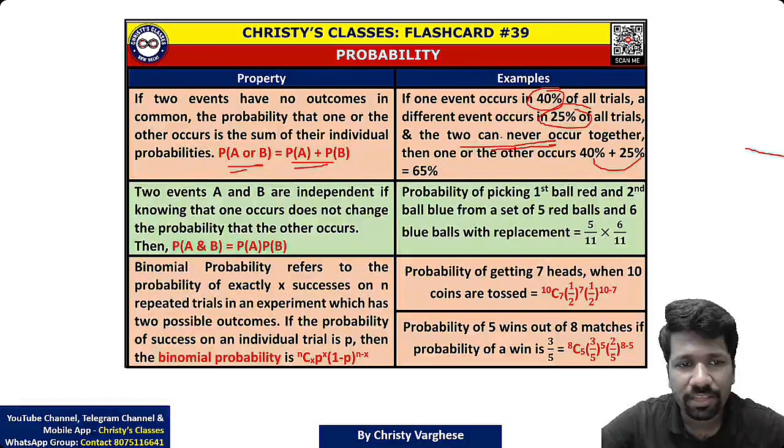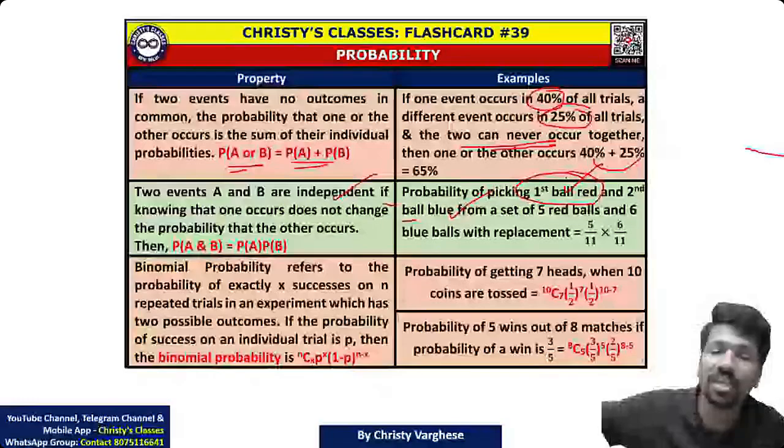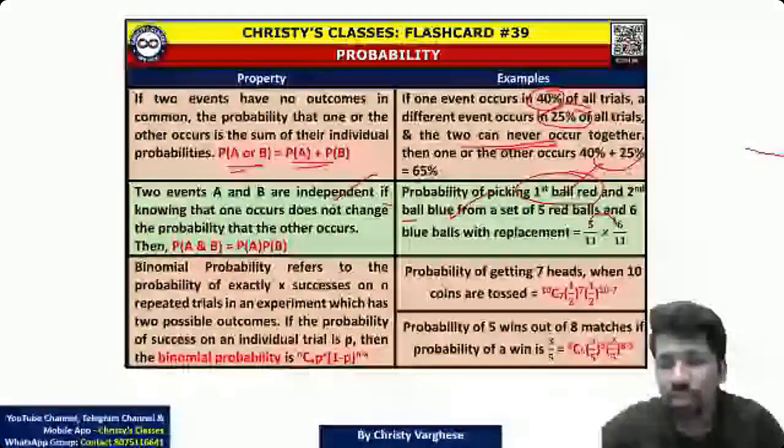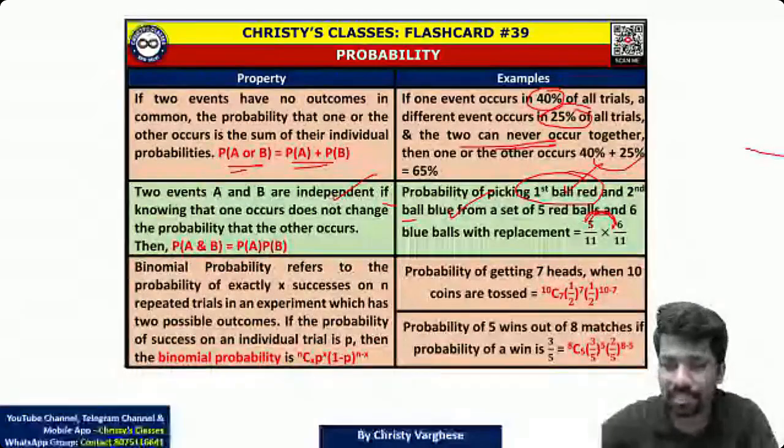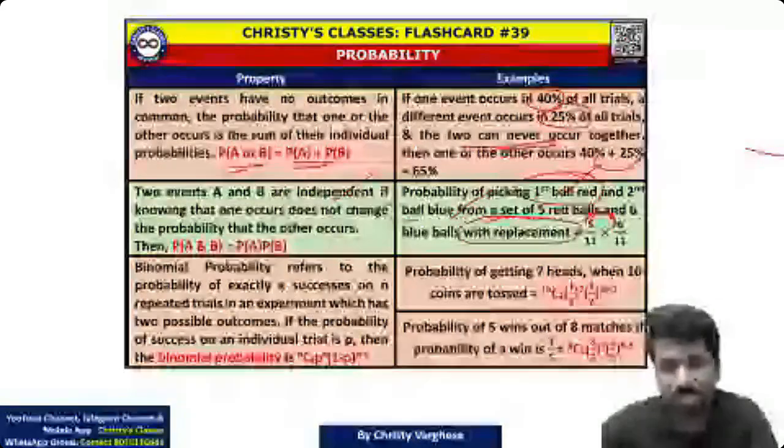Taking a first ball red and second ball blue. ये फर्स्ट बॉल रेड निकालने से सेकंड बॉल ब्लू का प्रोबेबिलिटी चेंज नहीं हो रहा है, so they are independent, so you can multiply their probabilities because it is with the replacement. That is why it is independent.